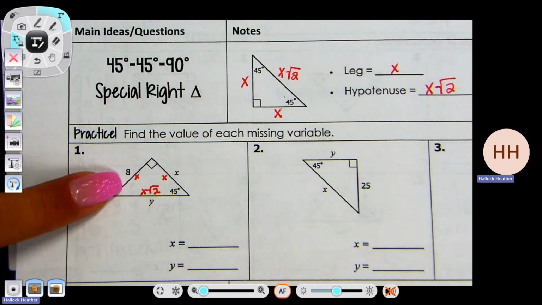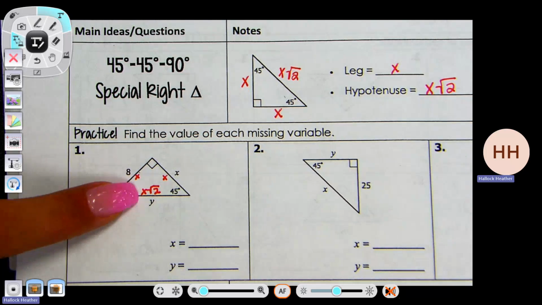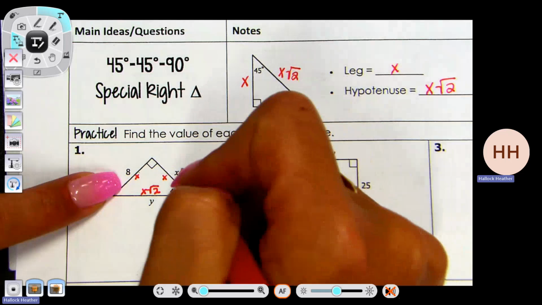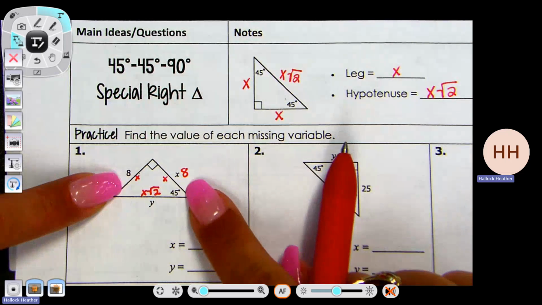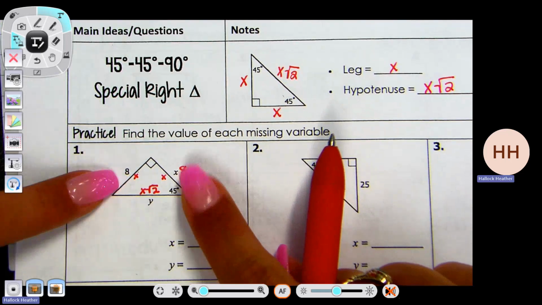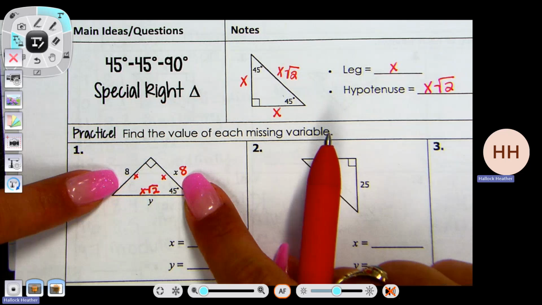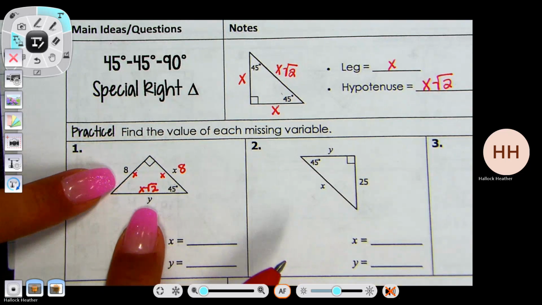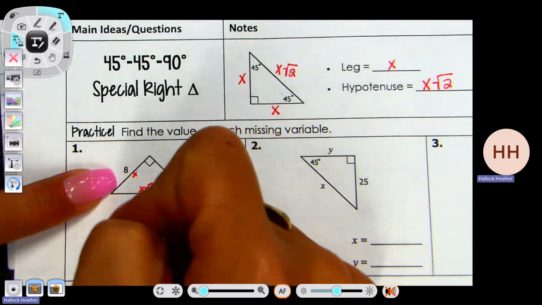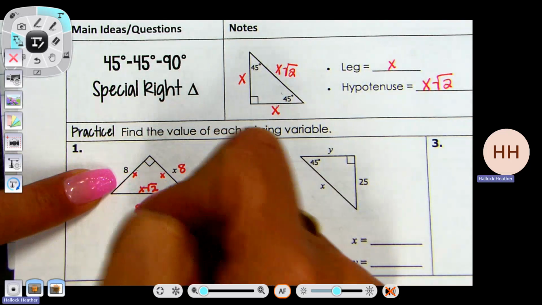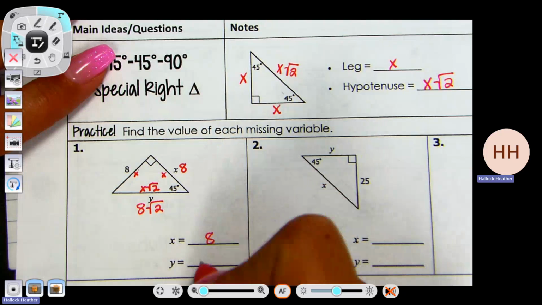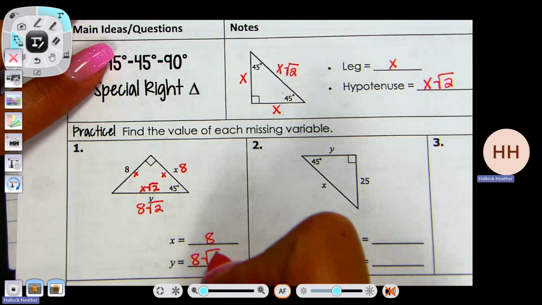There's an 8. If 8 is X, where else can 8 go? X, the other side, right? Okay, so those both match because they're both the same distance. So if this side's 8, that side's automatically 8. Does anybody want to take a wild guess at what the hypotenuse is going to be? Oh my gosh, 8 square roots of 2. And that's it. Boom, you're done. So X is technically 8. The length of Y is 8 square roots of 2.